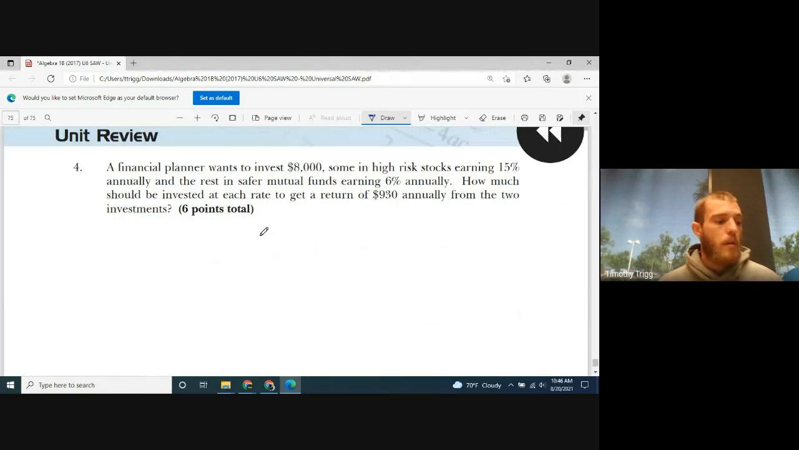Question 4. Follow along as I read aloud. A financial planner wants to invest $8,000, some in high-risk stocks earning 15% annually, and the rest in a safer mutual fund earning 6% annually. How much should he invest at each rate to get a return of $930 annually from the two investments? So this is kind of a tricky one.